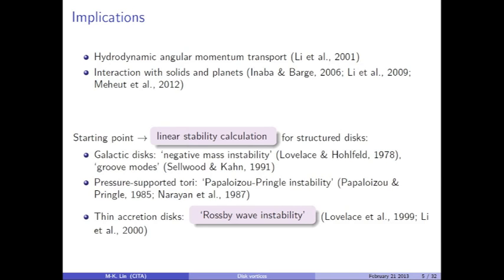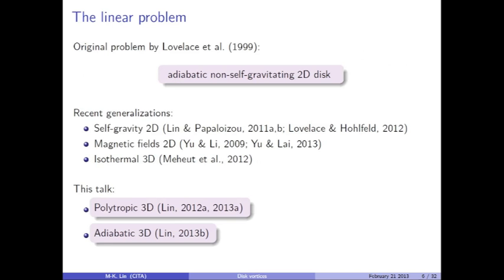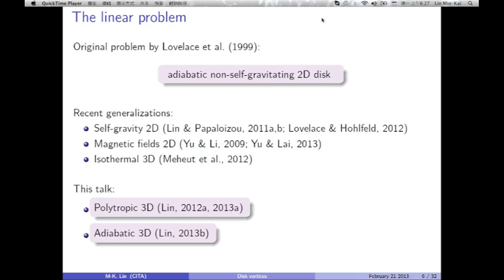And I've looked through the literature, and depending on the context of the study, these instabilities have different names. I'm going to be thinking about geometrically thin accretion disks. So in this case, the modern name is the Rossby wave instability, developed by Richard Lovelace in 1999. Now, in the original RWI calculations, Lovelace considered a two-dimensional disk, non-self-gravitating and adiabatic.